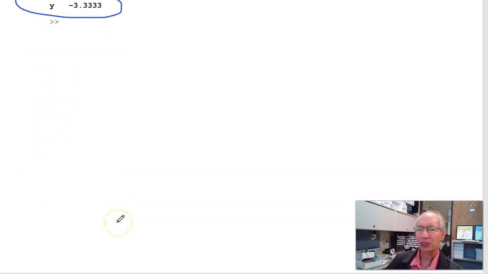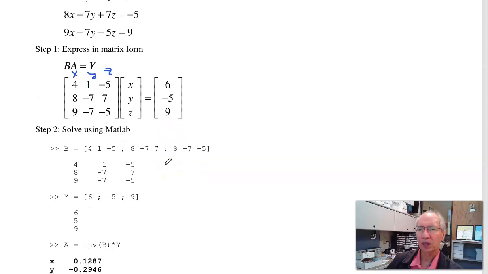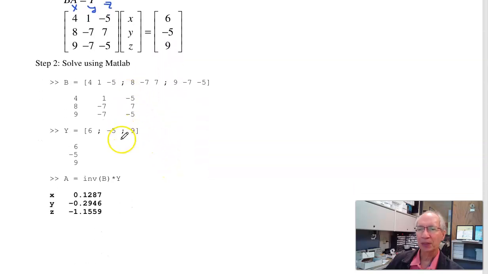Now Matlab is really good at this type of problem. If I have three equations, three unknowns, same thing. I'll take my unknowns, write them in this form, x, y, z. The first equation is 4 times x plus 1 times y minus 5 times z is 6. Second equation, third equation. Put that into Matlab, solve, there's x, y, z. Three equations, three unknowns.